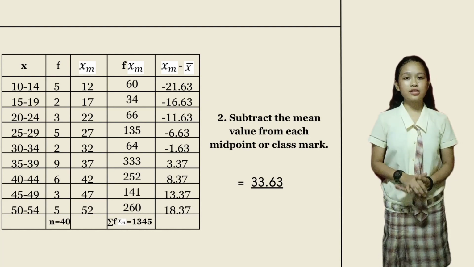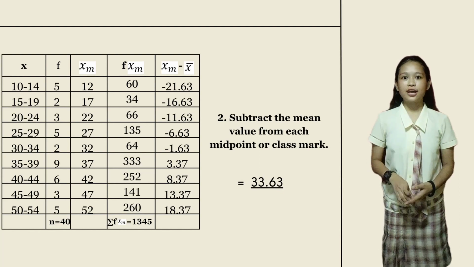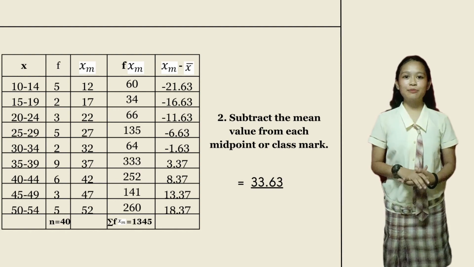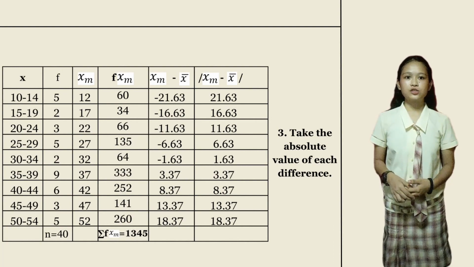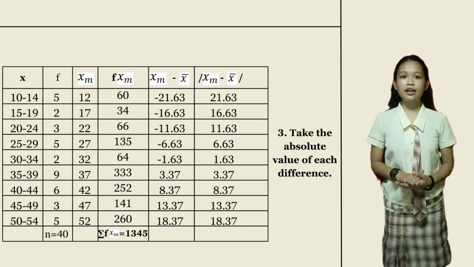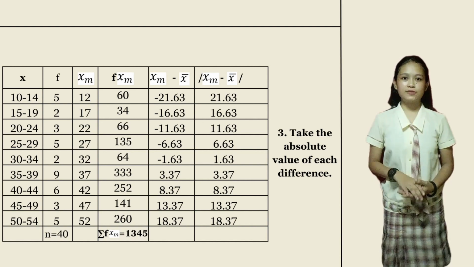So the second step is to subtract the mean value from each midpoint or class mark. So since our mean value is 33.63, we just simply subtract it to our values in our midpoint. So 33.63 minus 12, it is equal to negative 21.63, and then 17 minus 33.63, it is equal to negative 16.63, and then 22 minus 33.63, it is equal to negative 11.63, and so on. So for the third step, we take the absolute value of each difference. So again, the absolute value is the non-negative value of the number. So the non-negative value of negative 21.63 is positive 21.63, and the non-negative value of negative 16.63 is positive 16.63, and so on.